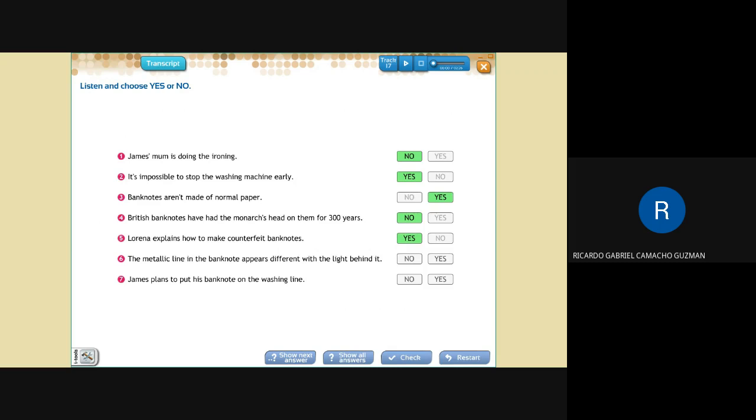What about the number 6? Number 6, Mauricio, thank you. How is it? The metallic line in the banknote appears different with the light behind it. Yes. So it is a yes. And it is true. Usually it looks like a broken line. O sea, se ve como si fuera una línea así como que está quebrada. But if you hold it against the light, you can see a solid black line that is across the bill.